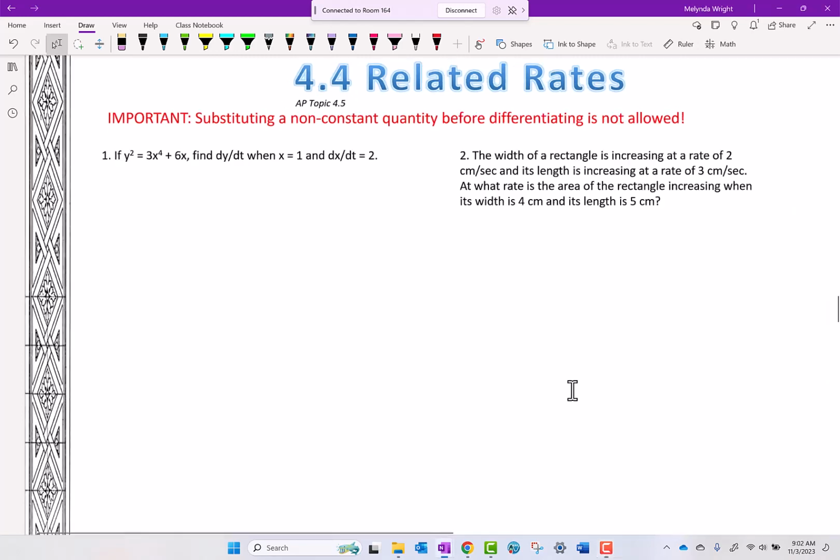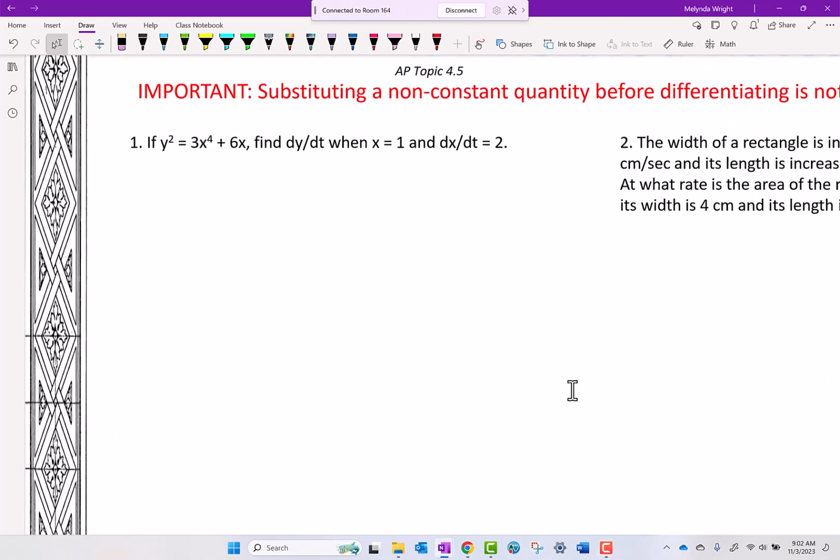So for the first example that we're going to do, we really don't have any setup to do because we don't have a picture to draw. Our variables have been given to us. This one, we've already been given the equation. This really is one of the most basic ones that we could do, a fairly simple one, so we're going to jump in and do that.